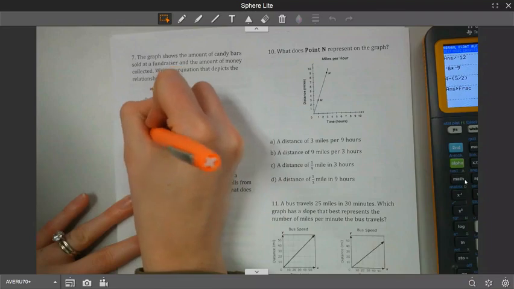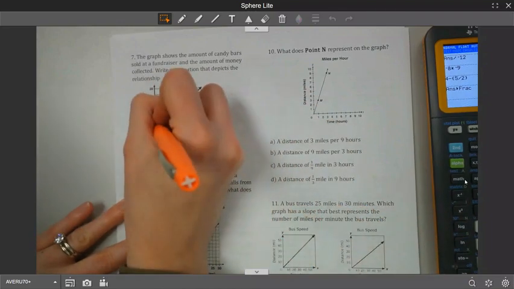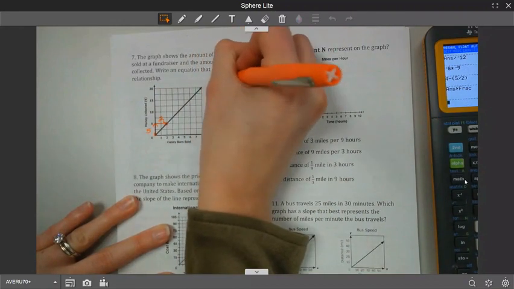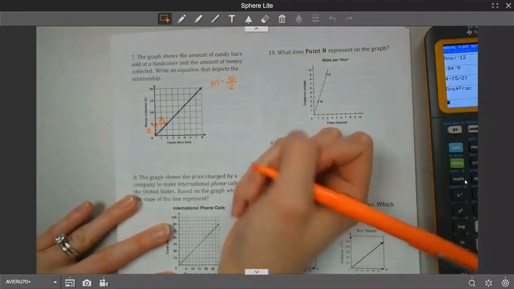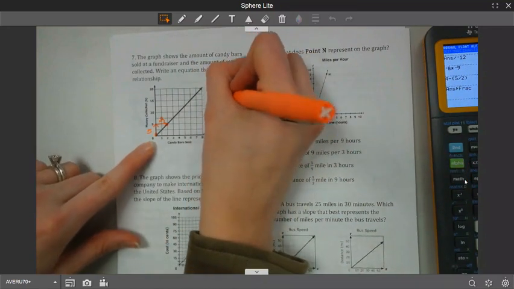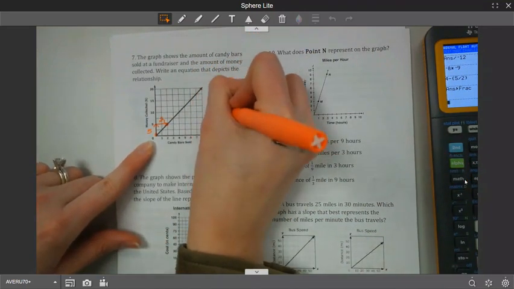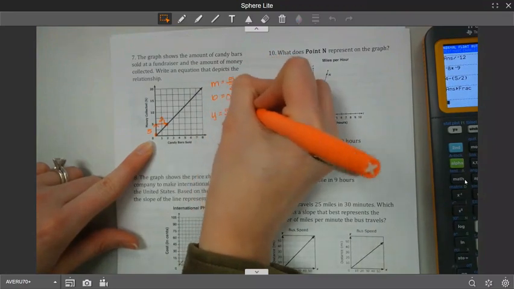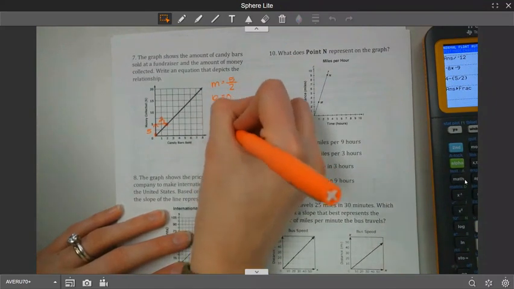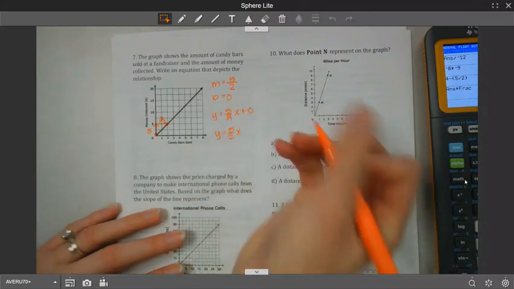I go up 5. Make sure you pay attention to the scale. And I went over 2. So the slope, rise over run, is 5 over 2. The y-intercept is where I touch the y-axis, which is just 0. So I can say y is equal to 5 halves x plus 0. Do I really need to write the 0? No. I could just say y is equal to 5 halves x.